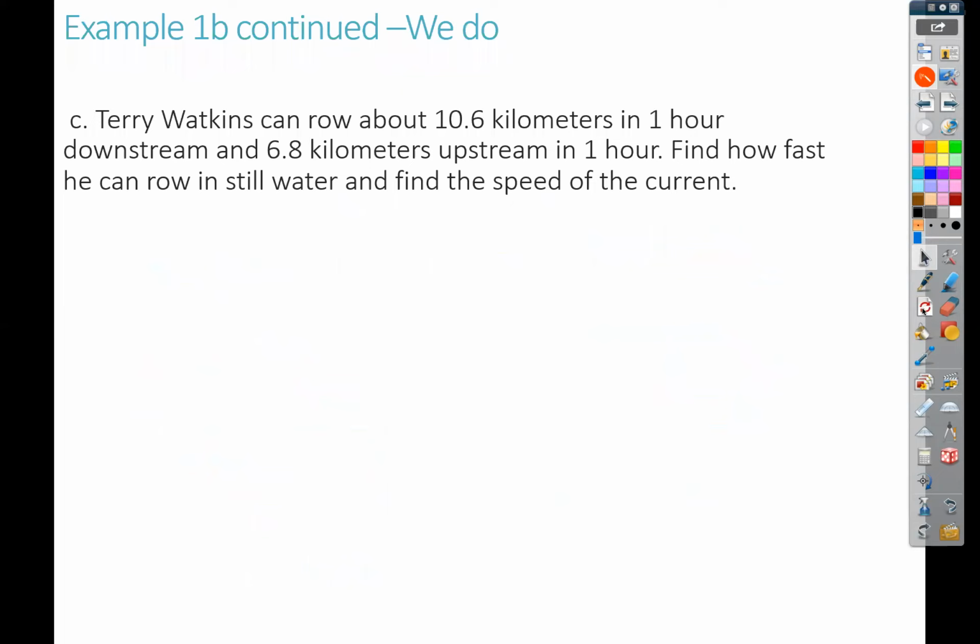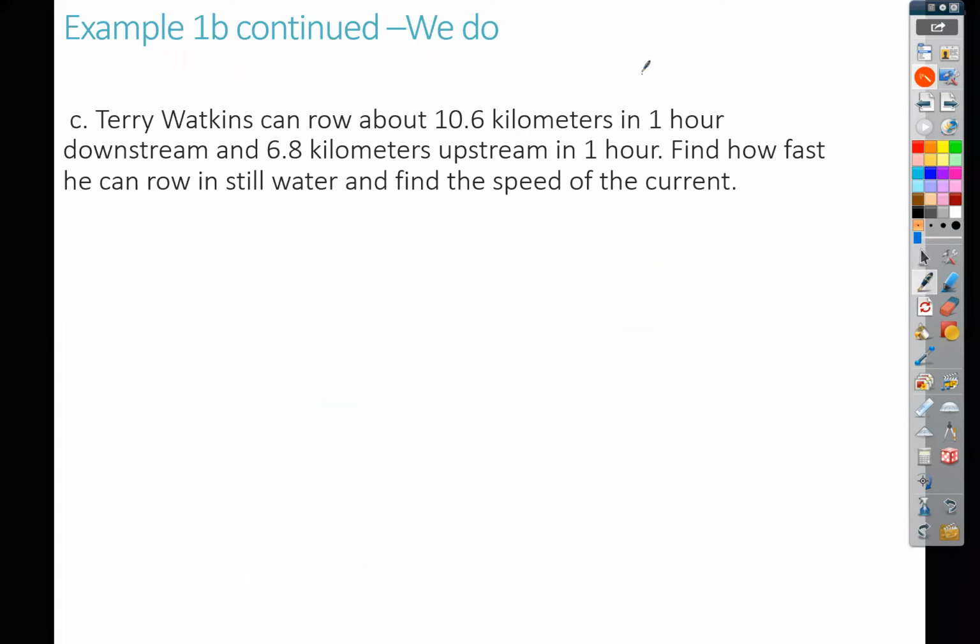Terry Watkins can row about 10.6 kilometers in 1 hour downstream and 6.8 kilometers upstream in 1 hour. Find how fast he can row in still water and find the speed of the current. Okay, so we are dealing with a distance, rate, and time problem. So distance equals rate times time.